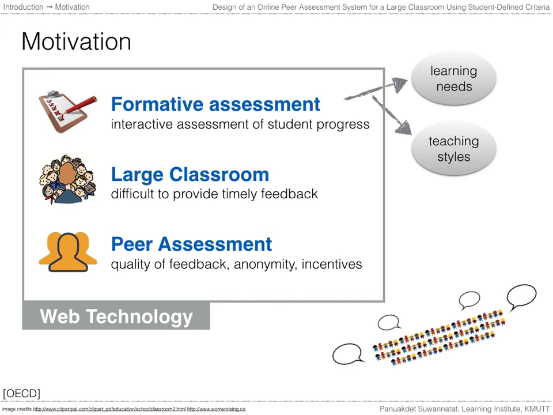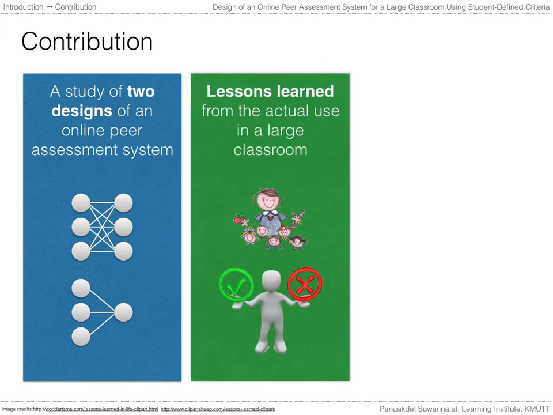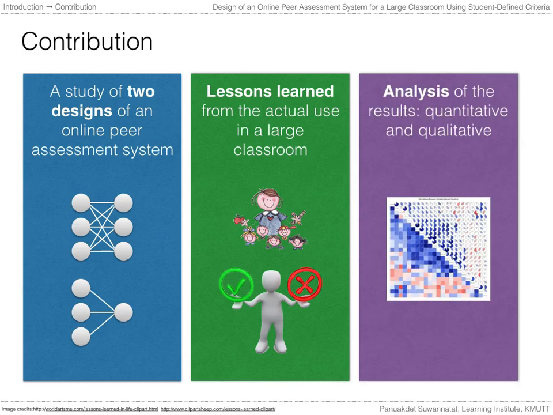Our contribution in this work includes two phases or two iterations of design. That means we have two separate designs. And for each design, we test it in a real classroom, and we report the lessons that we learned from the real use in the classroom. The classroom is for the software usability class, consisting of 74 computer engineering and industrial design students. And those lessons are drawn from an analysis of qualitative and quantitative data.